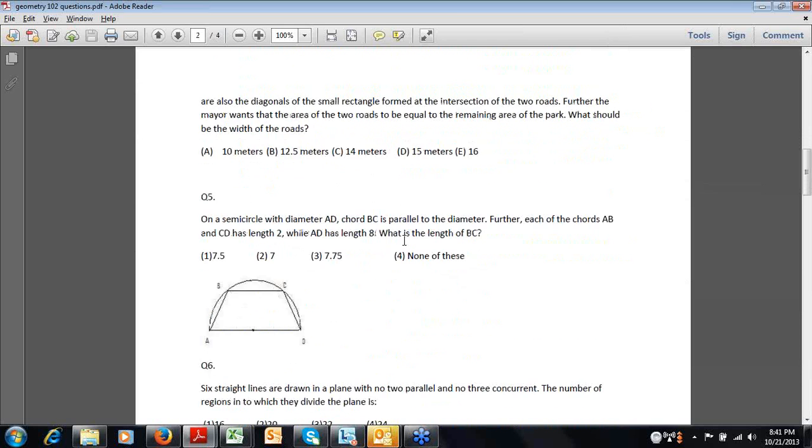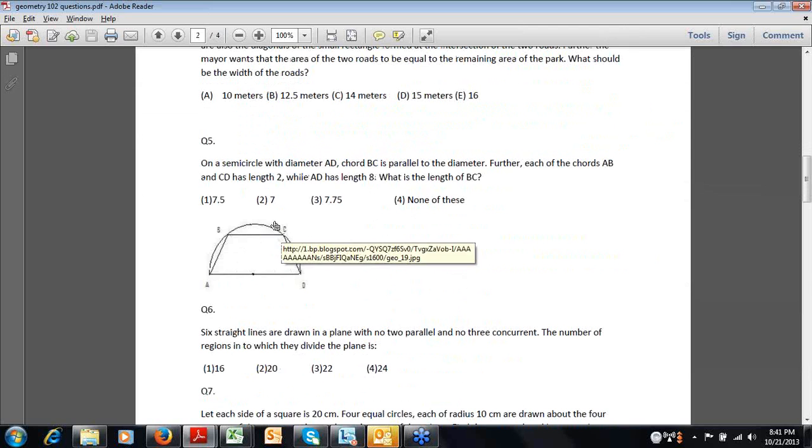Question number 5 is about this. This is a semicircle. This is a trapezium that is inside this. Now this AD has length of 8, and CD and AB, these two equal chords, are equal to the value of 2. So we have to calculate the value of BC. So it's an isosceles trapezium inside a semicircle.